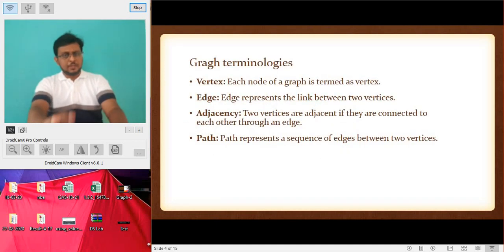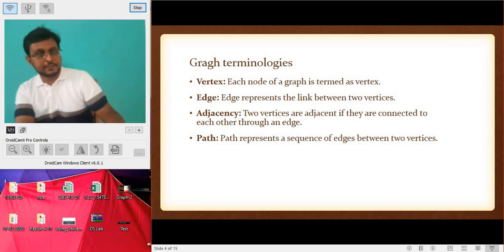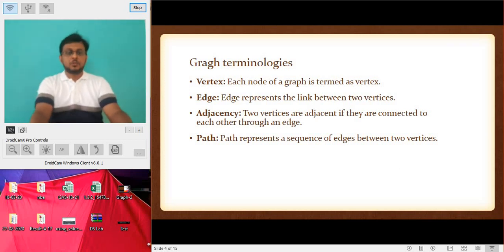Now let us see the different terminologies used in this data structure. First, vertices. What is a vertex? We have discussed it: each node in a graph is termed a vertex. And what about the edge? The link between two vertices is called an edge.